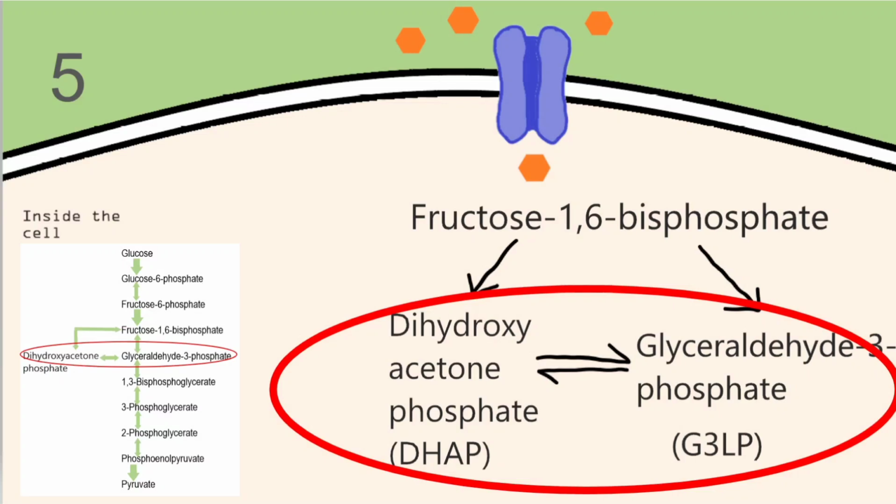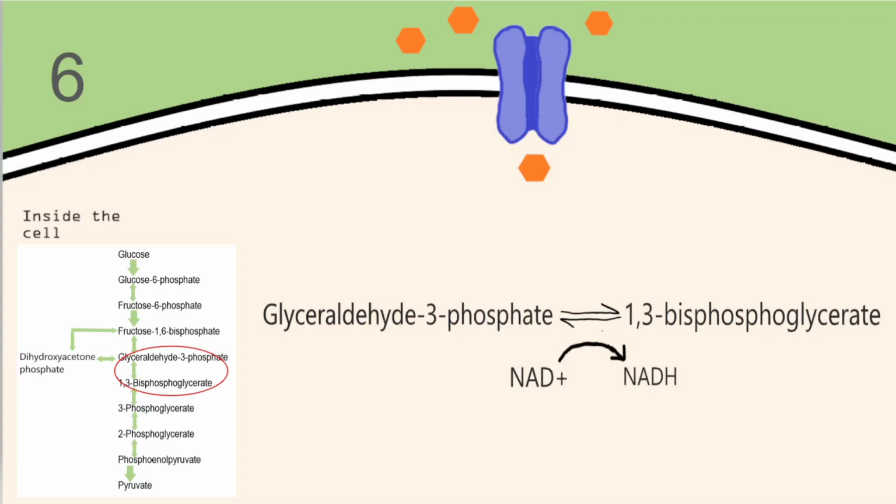Now we're going to move on to the energy-generating phase, or the payoff phase. So G3LP, in fact 2 of them per glucose, is converted to a molecule known as 1,3-bisphosphoglycerate. Now, this is a reversible reaction. It's catalyzed by G3LP dehydrogenase, and even though this is actually a phosphorylation reaction, we are gaining a phosphate, there is no kinase involved. NAD is required for this reaction, and an inorganic phosphate that's present in solution will also be used, but there is no kinase present here.